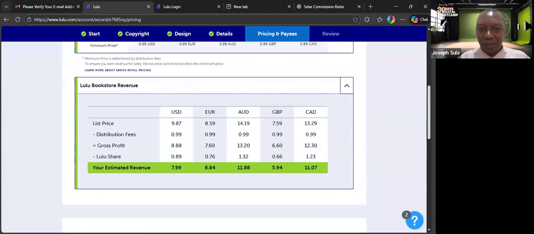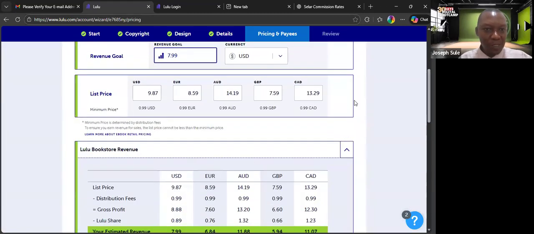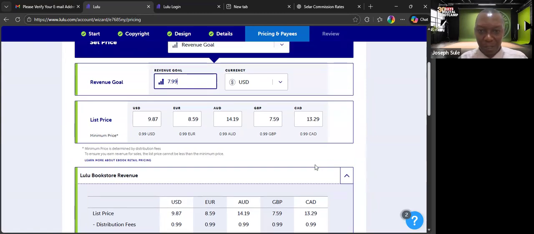Now you have set your $7 in United States currency. It will convert it to euro. It will convert it to the Australian dollar. It will convert it to the Great Britain pound and all of that. So that when a buyer comes to buy, and let's say the buyer is trading in pounds, he sees that it is 7.59 Great Britain pounds. He doesn't need to go and bring out his calculator and start calculating how much is $7.99 in pounds.